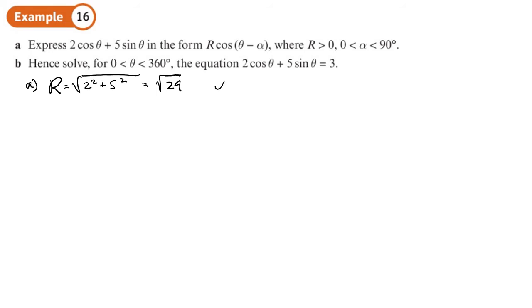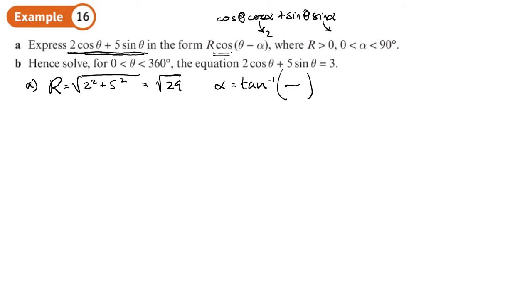Now to find alpha, alpha is going to be the tan inverse of either 2 over 5 or 5 over 2. Because I'm looking at the expansion of cos, the expansion of cos goes like this: cos theta cos alpha plus sine theta sine alpha. Let's compare it with this. What's here where cos alpha is the number 2? What's here where sine alpha is the number 5? So we do tan inverse of 5 over 2.